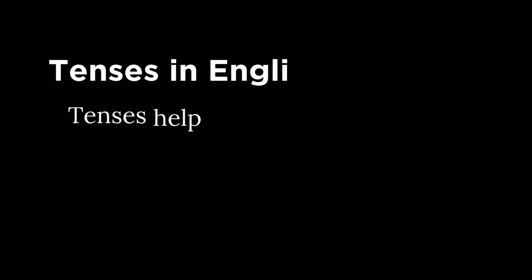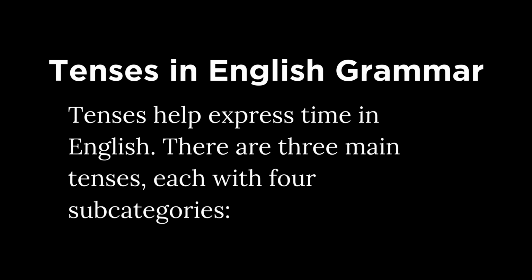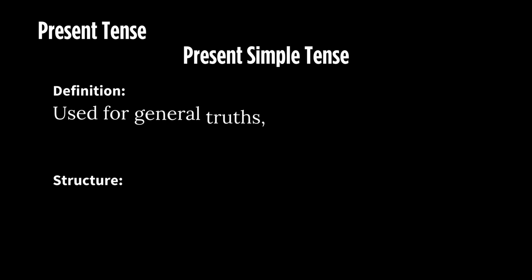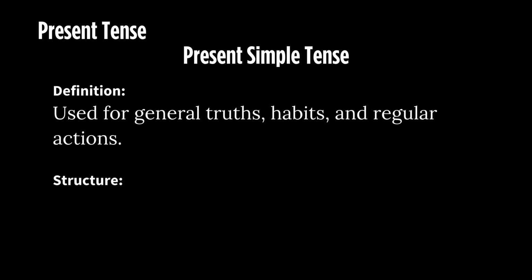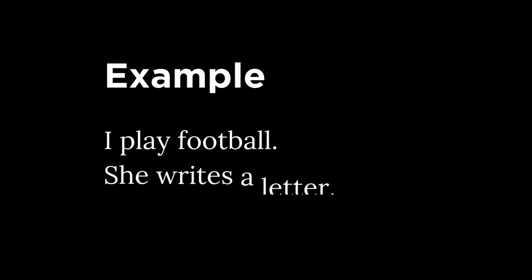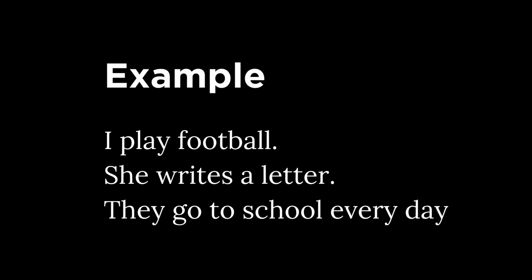Tenses in English grammar. Tenses help express time in English. There are three main tenses, each with four subcategories. Present tense, present simple tense, definition: used for general truths, habits, and regular actions. Structure: subject plus base verb plus object. Examples: I play football. She writes a letter. They go to school every day.